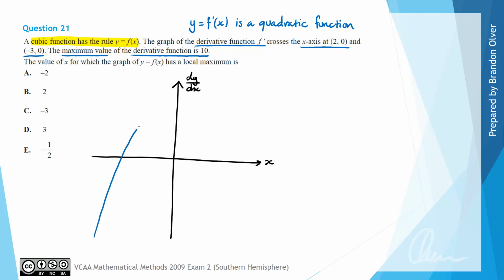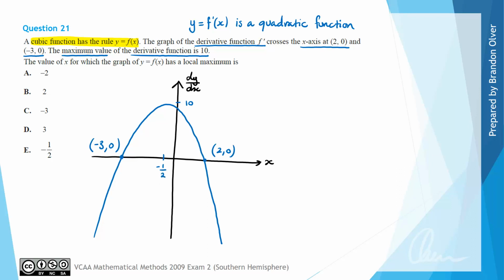So we know that it has a maximum at 10, which means that it must be concave down, this direction for the parabola. We also knew that it had an x-intercept at (-3, 0), and a second one here at (2, 0). And just labeling that point, that was a maximum value of 10, and we know that the maximum value of a parabola occurs halfway between the x-intercepts, so technically we know that that's at x equals negative a half.